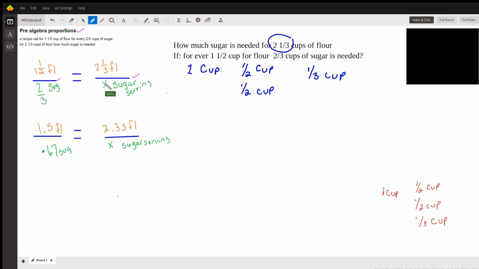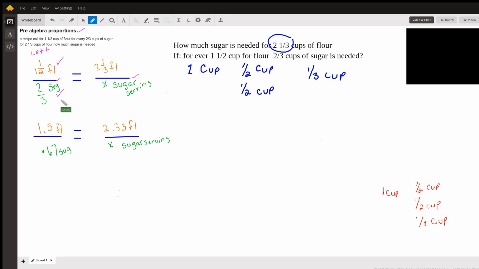So let's get started. This question says for 1.5 cup of flour, we need 2/3 cup of sugar. So I have already inputted my information into these fractions. But notice how consistent I am, okay? On the top, on the left, I have for every 1.5 cup of flour, I need 2/3 of sugar.